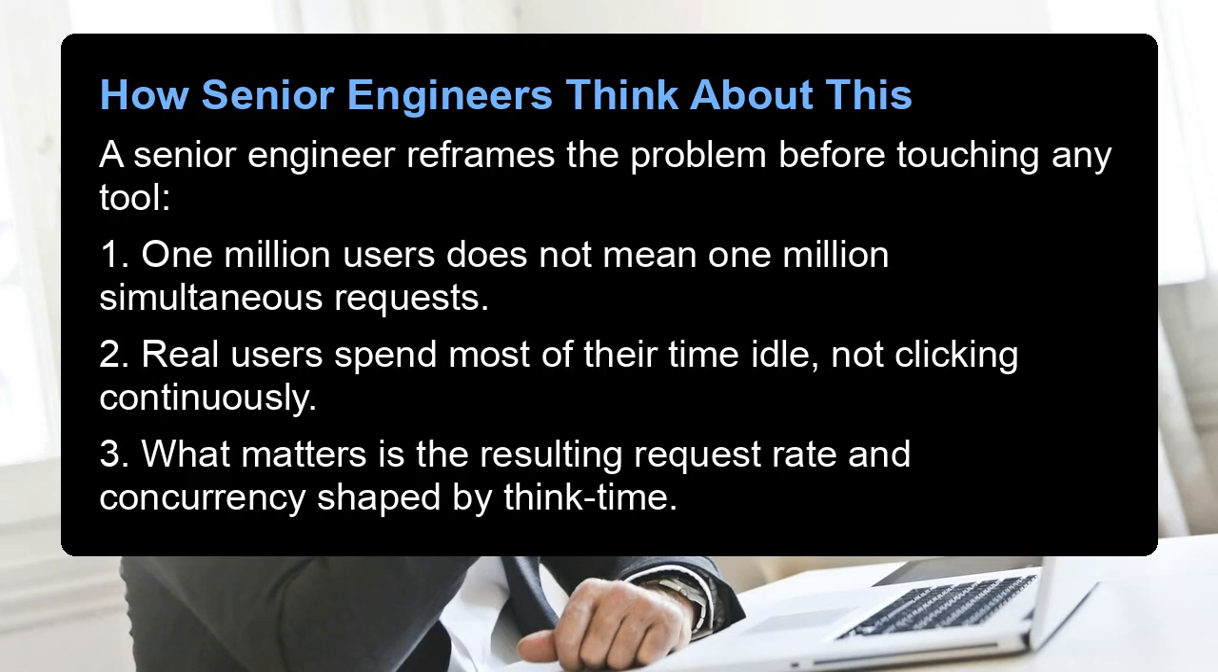How senior engineers think about this. A senior engineer reframes the problem before touching any tool. 1. 1 million users does not mean 1 million simultaneous requests. 2. Real users spend most of their time idle, not clicking continuously. 3. What matters is the resulting request rate and concurrency shaped by think time.